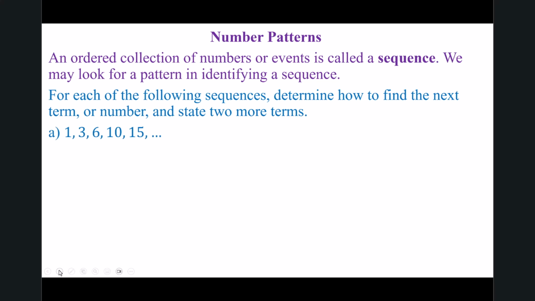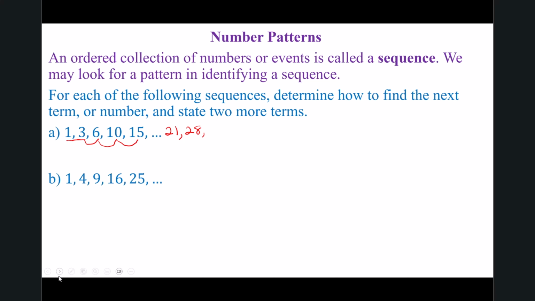So here's a sequence, 1, 3, 6, 10, 15. If I want to find the next term, I need to know what the pattern is. To go from 1 to 3, I added 2. Then to go from 3 to 6, I added 3. To go from 6 to 10, I add 4. 10 to 15, I add 5. So the next term I'll add 6. So 15 plus 6 is 21. And then I'll add 7. 21 plus 7 is 28. Then I would add 8, etc.